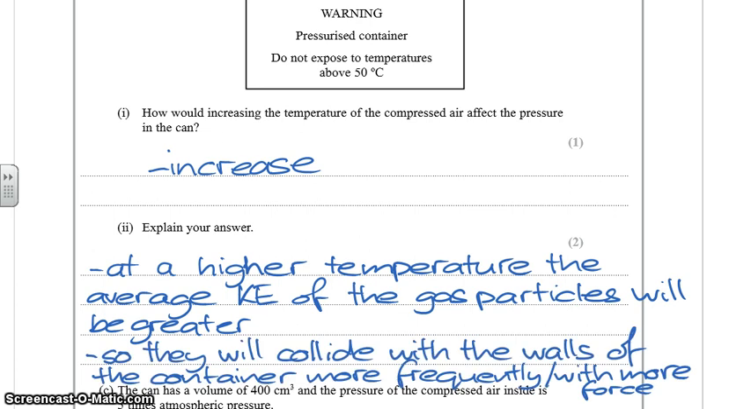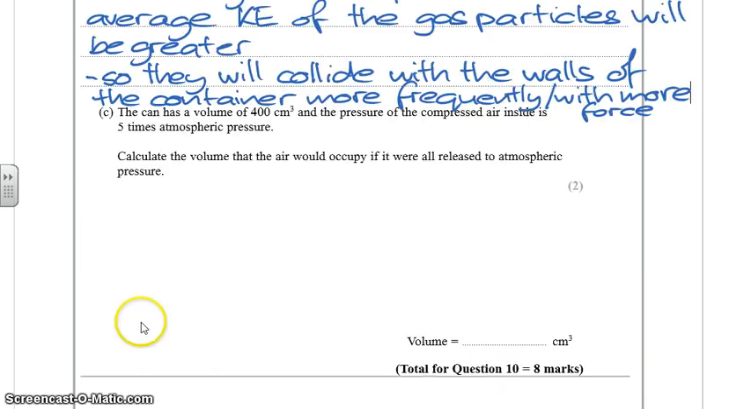To get the second marking point, we can either say that because they're moving faster, they will collide with the walls of the container more frequently, or also because they're moving faster, each collision is going to have more force. So either of those explanations are okay for the second marking point.